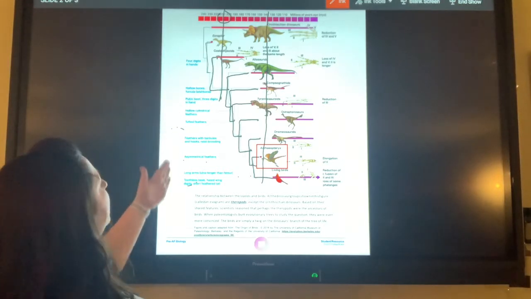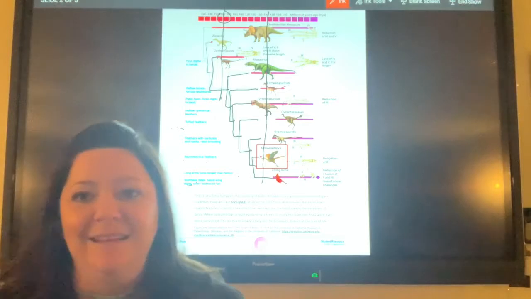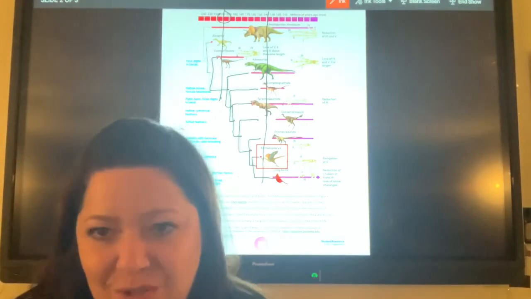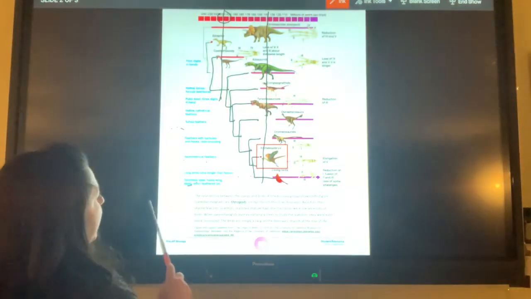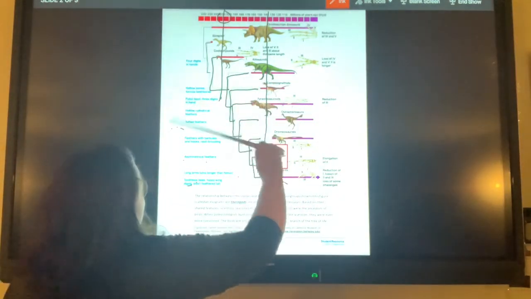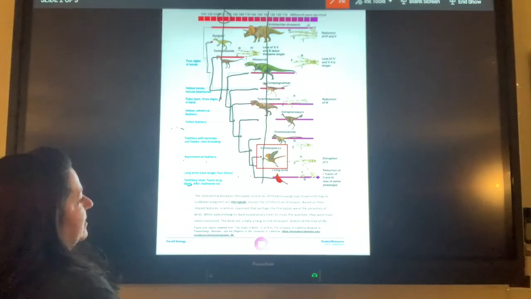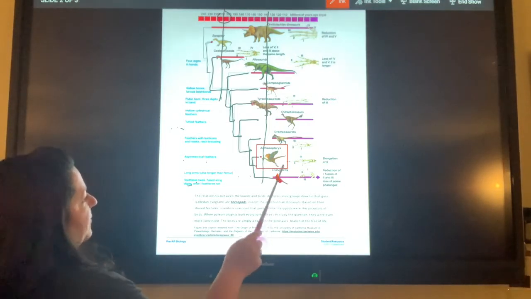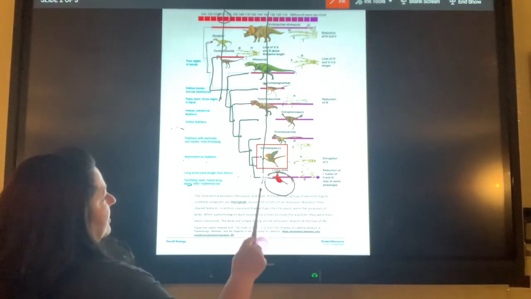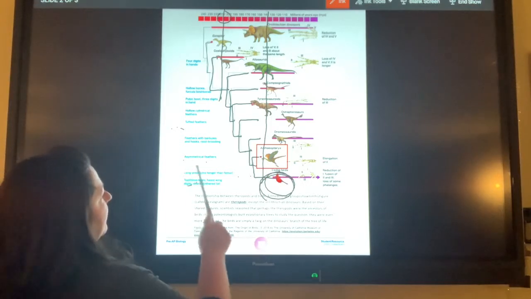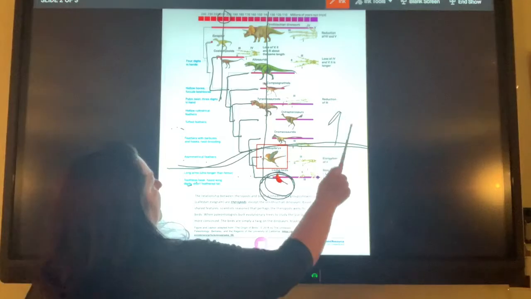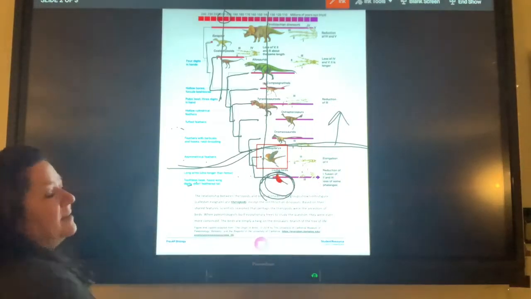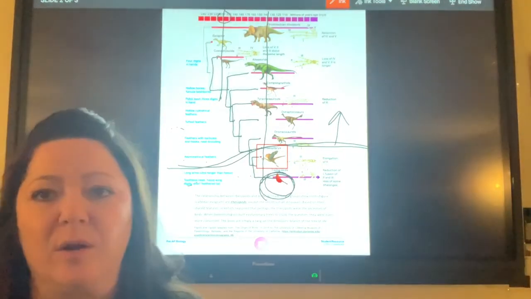So basically you're reading this and trying to figure out which characteristics belong in which category. It can be in both, okay? So the theropods are this whole chart, okay? Everything in here is theropods except for the birds. This is a bird. These are theropods, everything up here. And then you have the Archaeopteryx in the middle, and I put a red square around it.